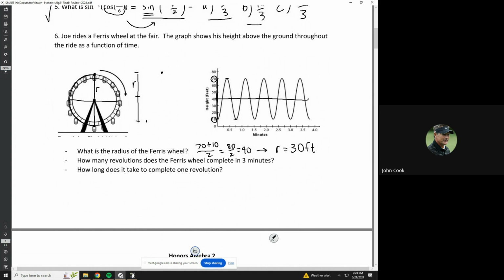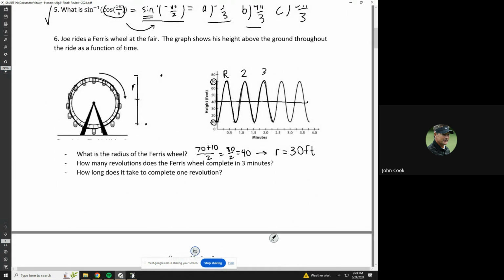Next, how many revolutions does the Ferris wheel complete in 3 minutes? One revolution is when it goes all the way around. So it starts maybe at its lowest point and then goes up to its highest point and then back to its lowest point. So on the graph, that will look like this. From the lowest point to the highest point to the lowest point again. That one is one revolution. And then we just keep counting that, so low to high to low. There's another one. Second revolution. Low to high to low. That's the third revolution. Low to high to low. Again, that's the fourth revolution. Low to high to low. That's the fifth revolution.